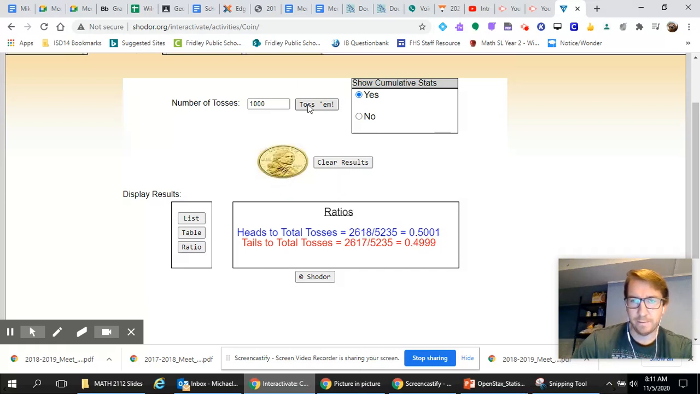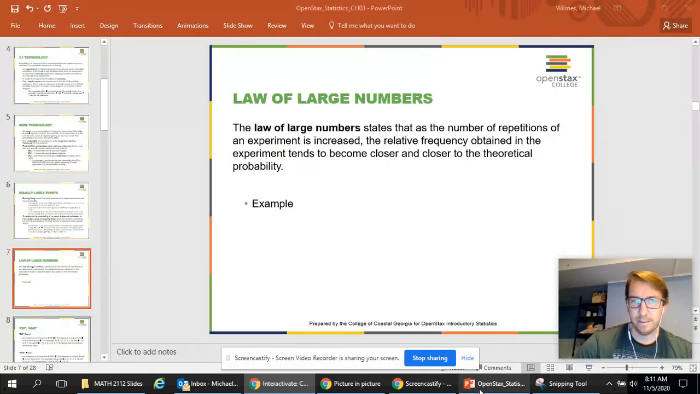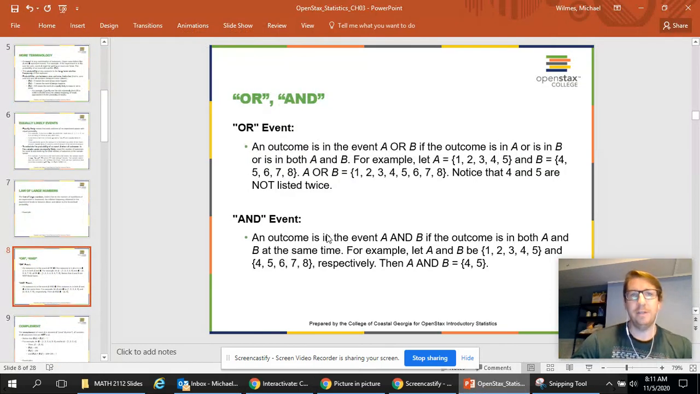Oh, wow. That was really close. Oh, back off a little bit. You can see as this continues, it's going to get closer and closer to 0.4999 and 0.5000. And there we go. That's the law of large numbers telling us the more of these trials we do, the closer and closer we're going to get to the actual probability of 0.5. All right, so if I go back, that is the law of large numbers.